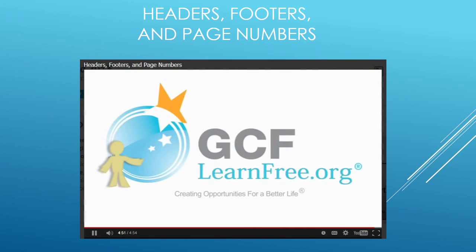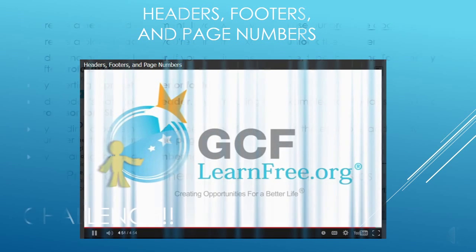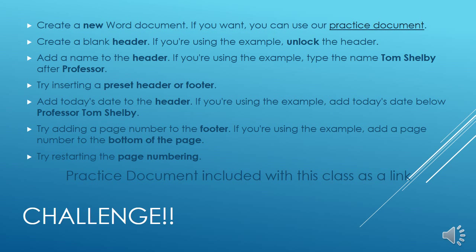So now you're going to create a Word document that is affiliated with headers, footers, and page numbers. That video was pretty good on showing you how that works. If you have an existing Word document, go ahead and open it. We can just use that. If not, you can use their practice document, which I've created a link for you under the comments in this class. So you're going to create a blank header.